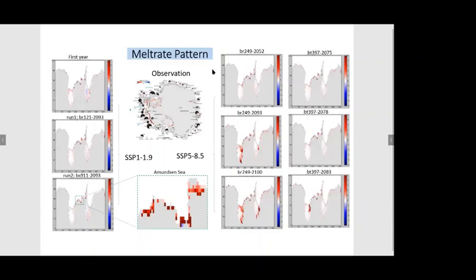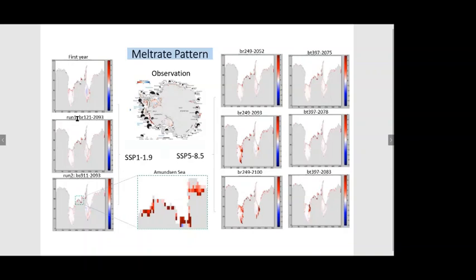So I'm going to show the melt rate pattern. First, this is the observation from 2013, and these 2 large ice shelves here, the Ross and Filchner-Ronne, are cold ice shelves. So the melting there is not very significant compared to the many small ice shelves around the Amundsen Sea, where we see the red color. In the first year of all our SSP runs, the SSP1 and SSP5 look like this, so it's not very far from the observation.